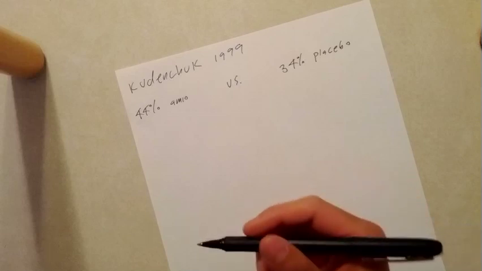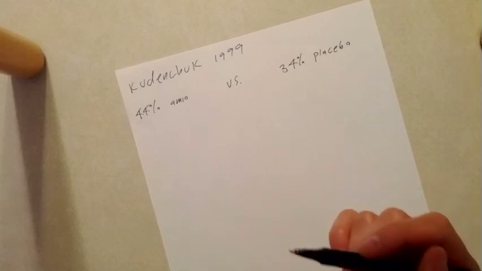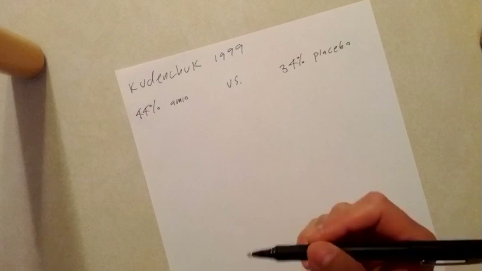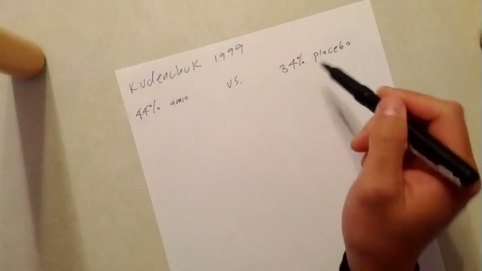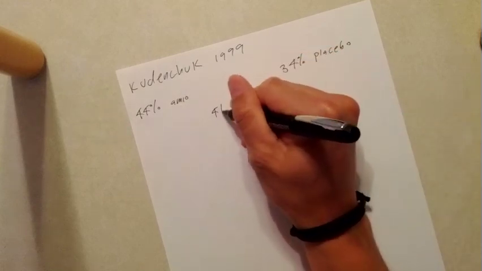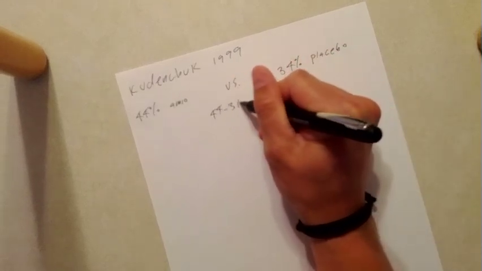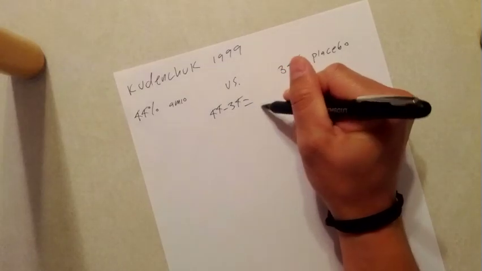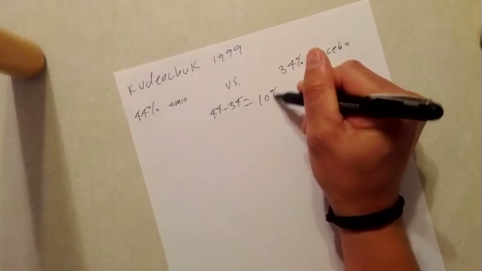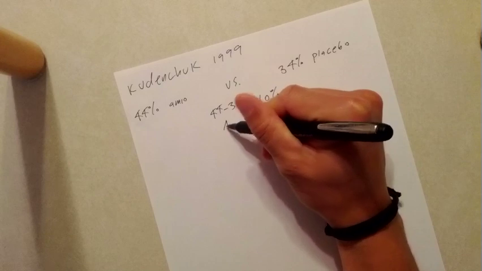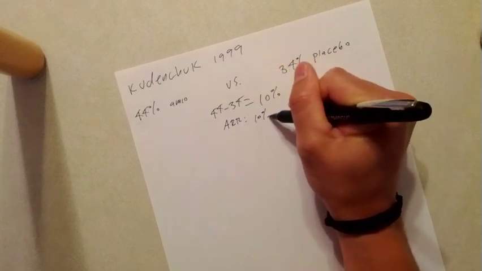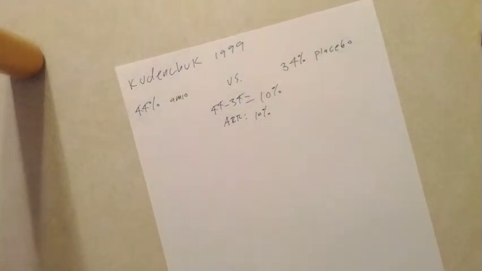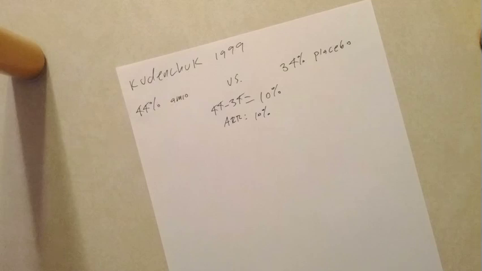Well, the easiest, probably the most intuitive way, and it's one of the better ways, is what's called the absolute risk reduction. And all you've got to do is subtract this from this. 44 minus 34% equals 10%. So that is the ARR, the absolute risk reduction. In other words, if you got amio, you were 10% more likely to survive to be admitted to the hospital.